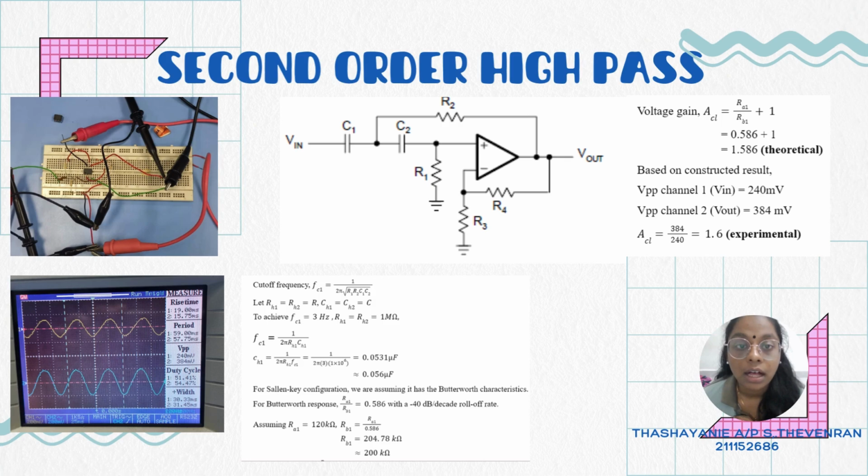1.586. Based on the constructed result, the V peak of channel 1 is 240 millivolts, and for channel 2 the V out is 384 millivolts. So whenever we divide V out with V in, the gain that we get is 1.6 experimentally. So if we compare the theoretical and the experimental gain, it's approximately the same.